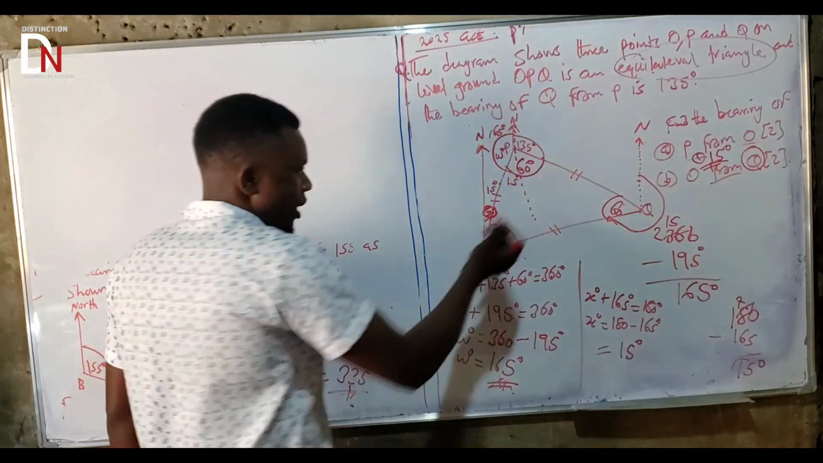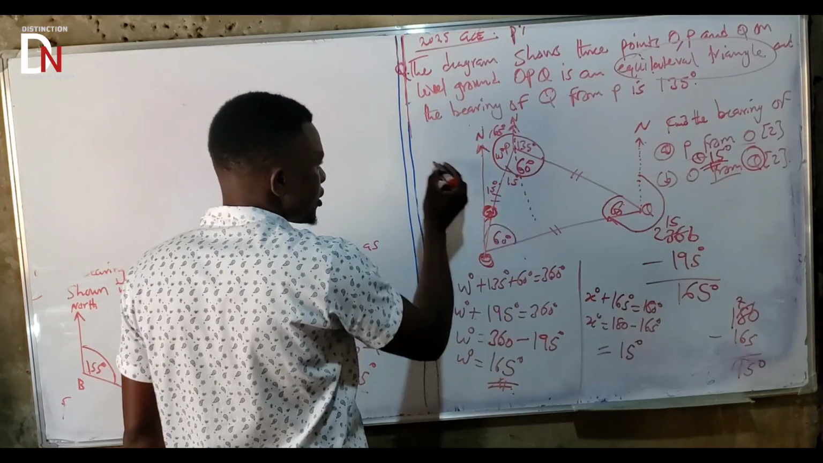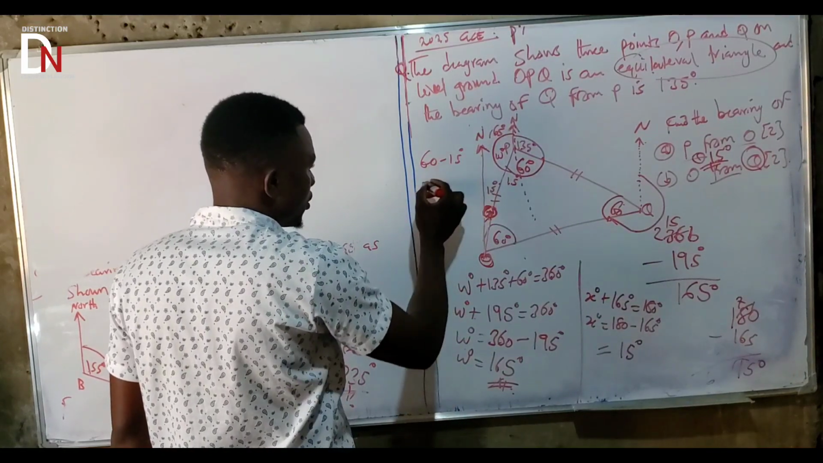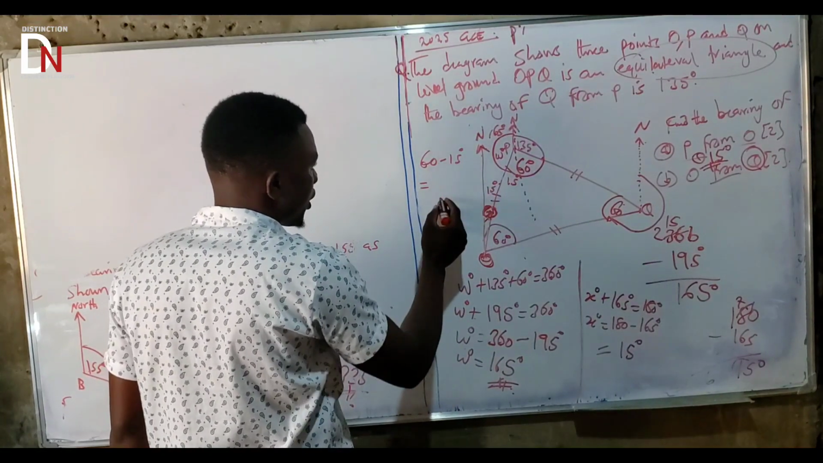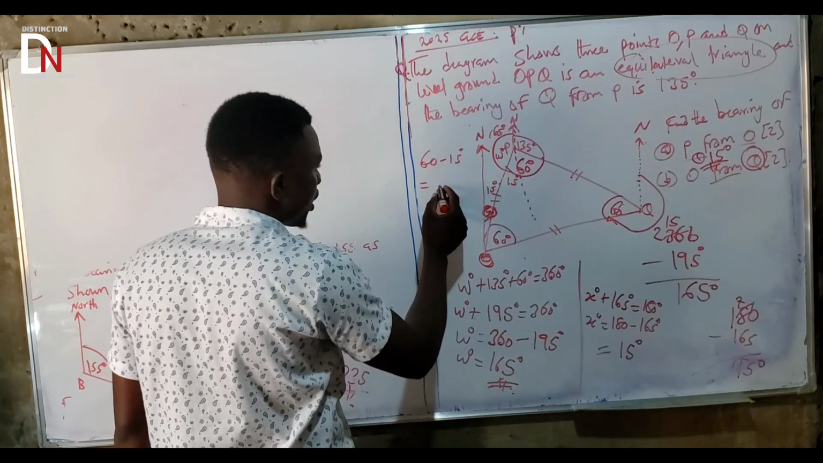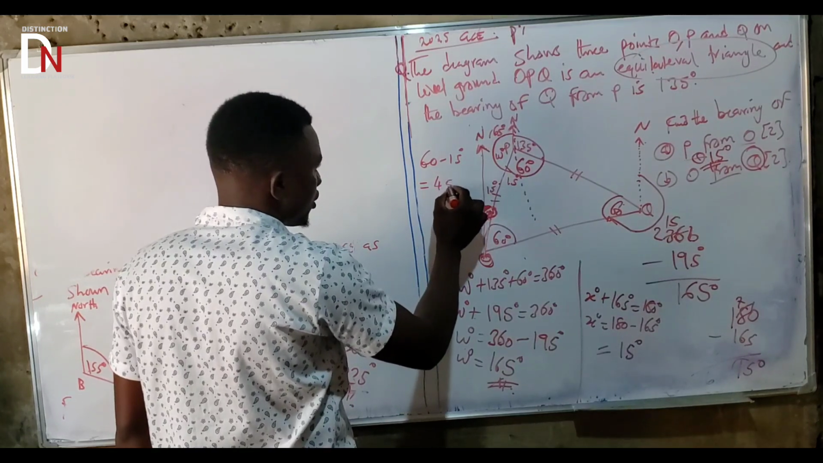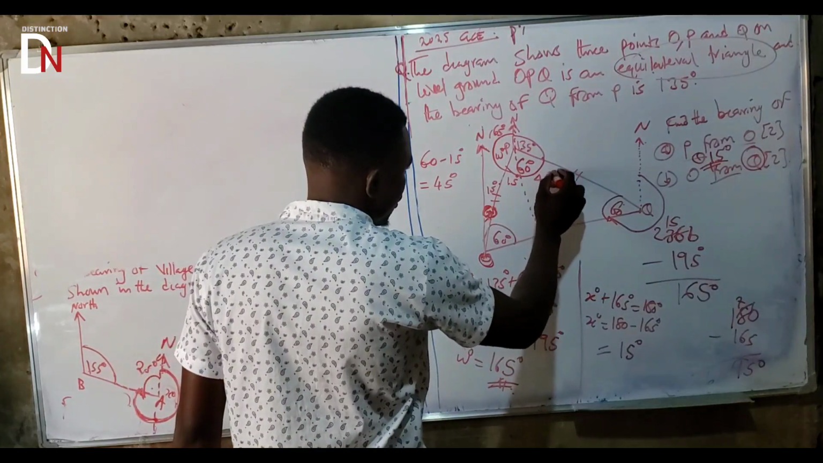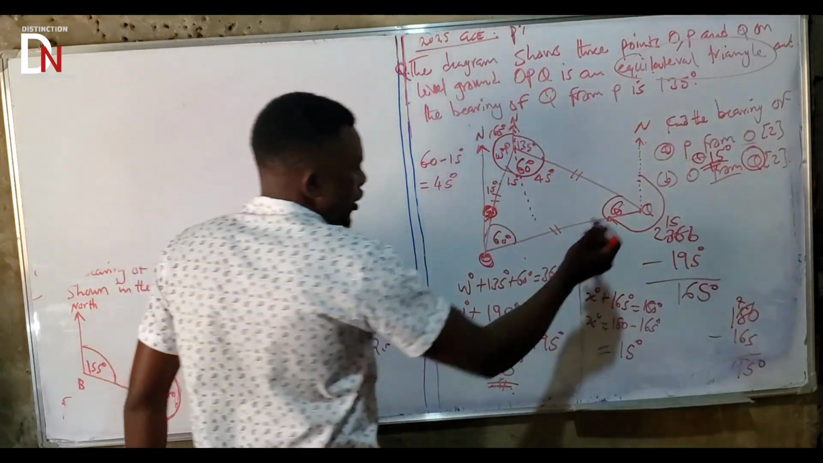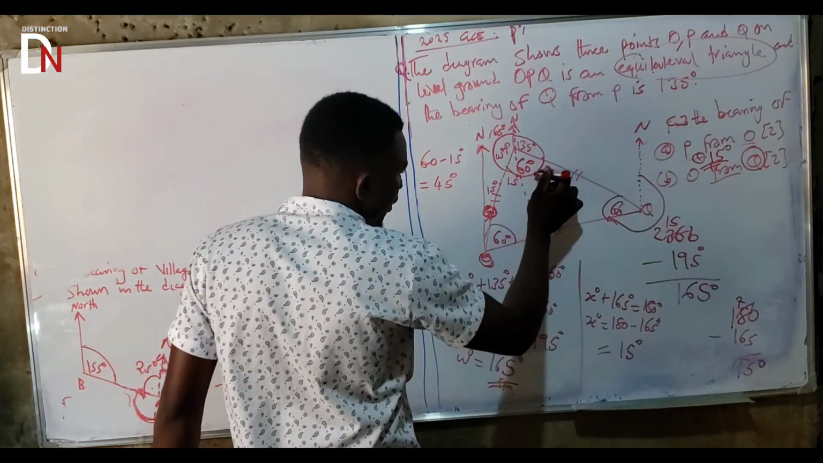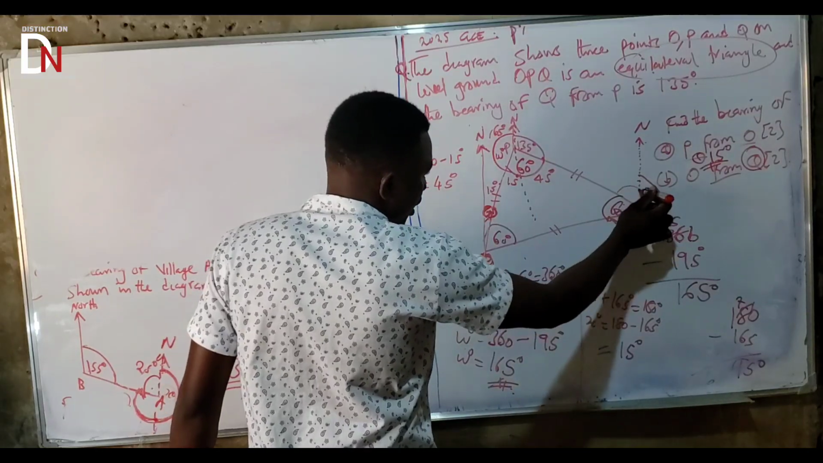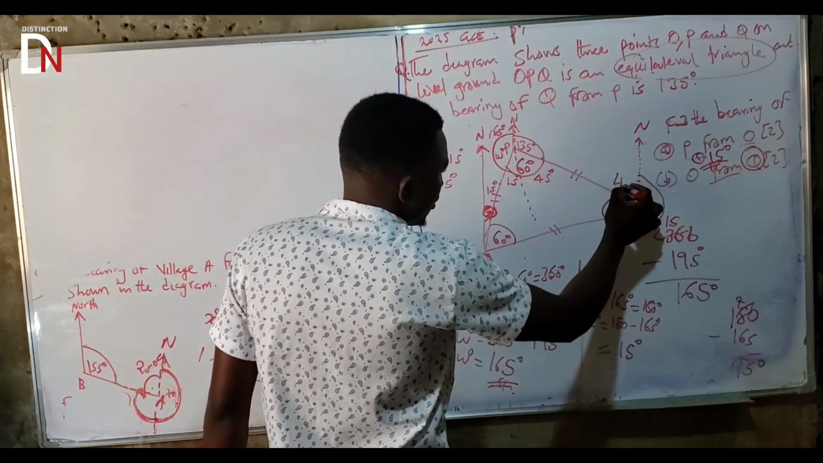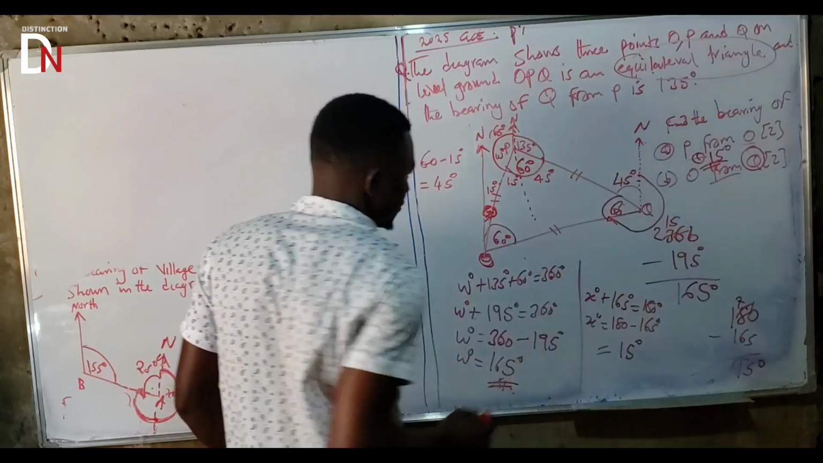But the whole of this is 60. I can say 60 minus 15. And what am I going to have? I'm going to have 45 degrees. Meaning this is 45 degrees. Then the angle here and the angle there should be what? The same. So this becomes 45 degrees.